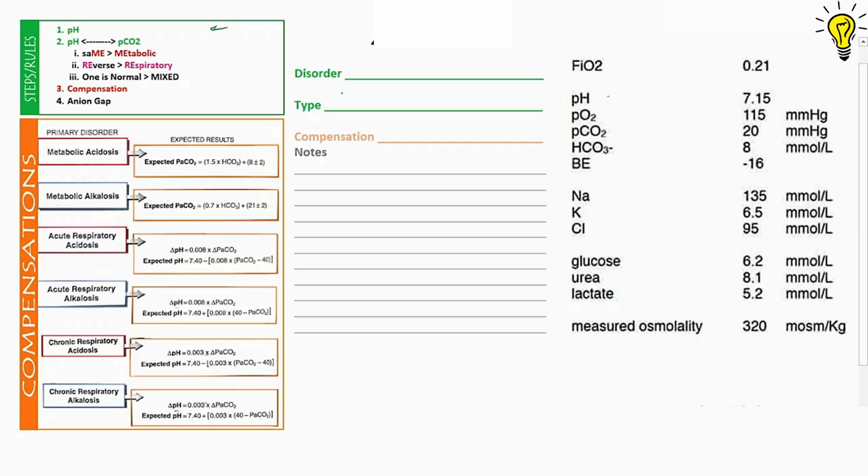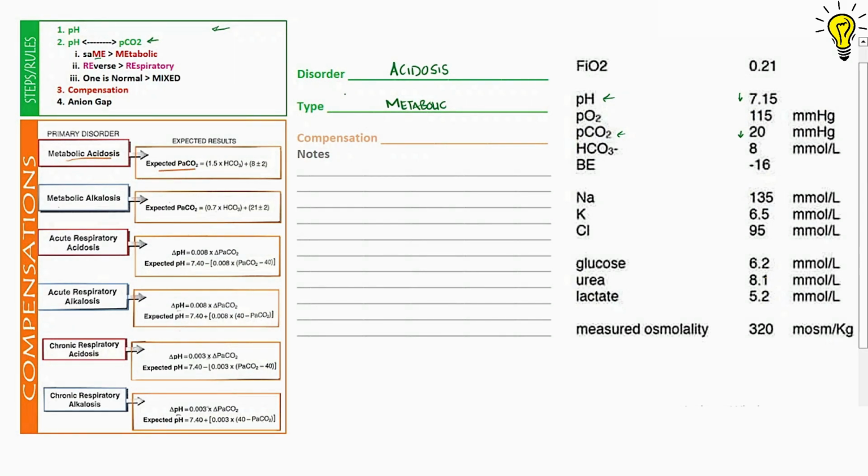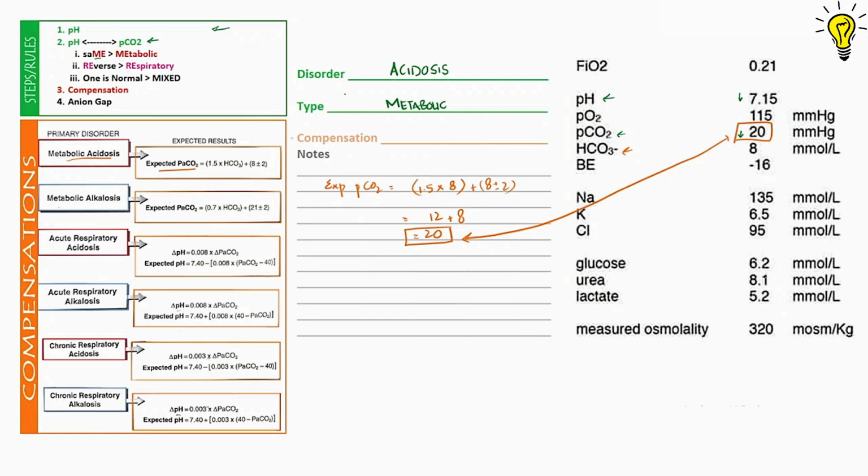Step 1, pH 7.15, so downgoing, acidosis. Step 2, pH and CO2 directions. So CO2 is at 20, so downgoing. So both in the same direction, and ME for the same stands for metabolic. So it is metabolic acidosis. Now let's see the compensation. Apply the formula for metabolic acidosis. Expected carbon dioxide is 1.5 into bicarb, which is 8, so 12 plus 8 equals 20 millimeters of mercury. What's the actual carbon dioxide on the ABG? 20. So fully compensated metabolic acidosis.